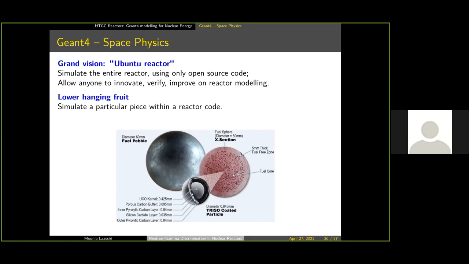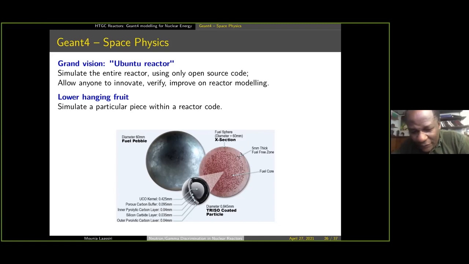Because you work on the neutrons, and neutrons usually have a higher energy. Is there no problem, please? You mean the experimental part or the simulation part?